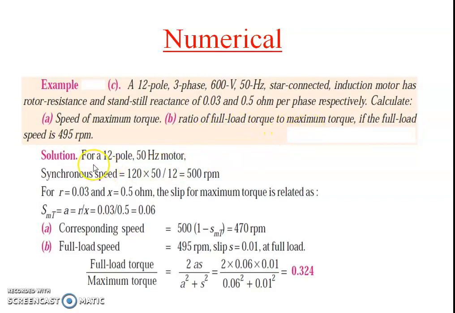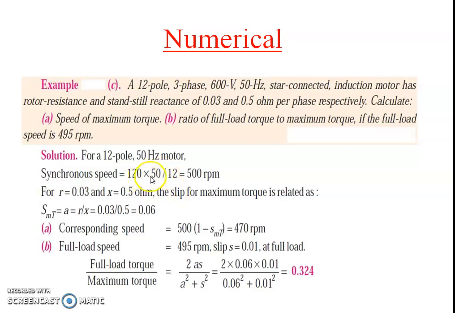So again, it's a 12 pole, 50 hertz motor. Synchronous speed, as we know, Ns equals 120 into f divided by P. How are we going to calculate it? Synchronous speed is always denoted with the letter Ns. Ns equals 120 into f divided by P.